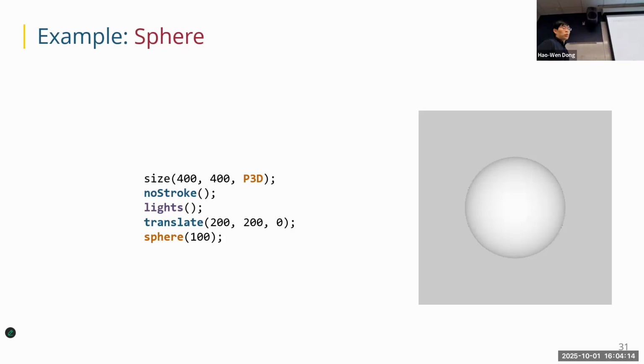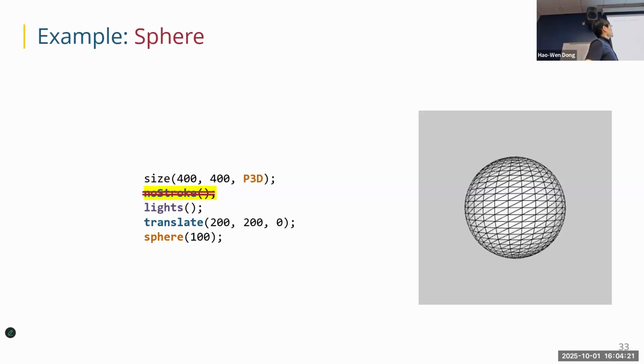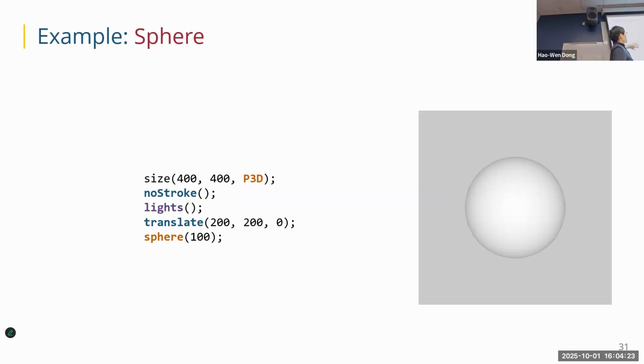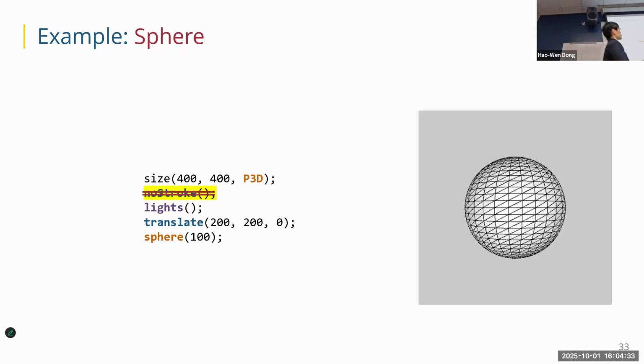So that's all the details about 3D. It's much trickier. If you look at the sphere, now we do no stroke and we do light. So it looks like that. If you remove this light thing, it will be flat because there's no reflection. You don't see the texture of it. If you get rid of the no stroke, so now you have the stroke, you see the details of a sphere. Actually, a sphere is not a sphere in processing.